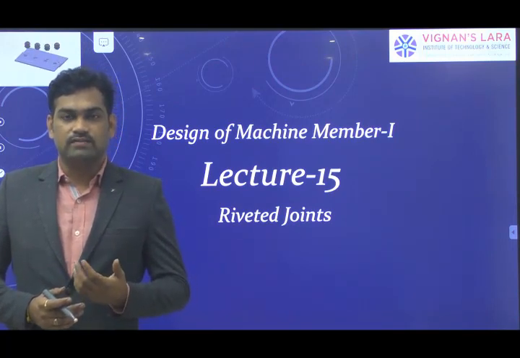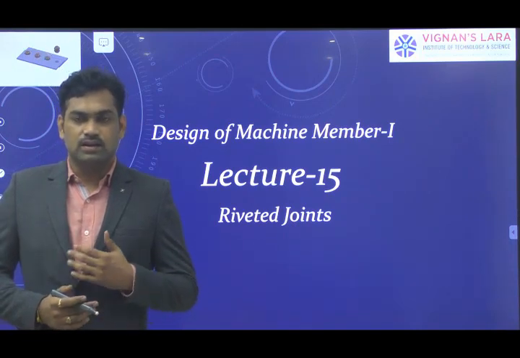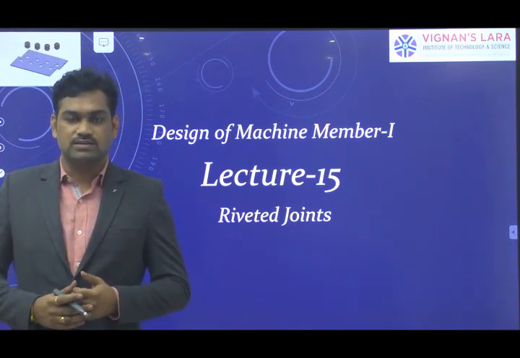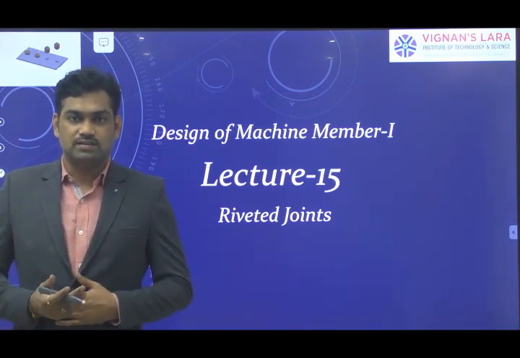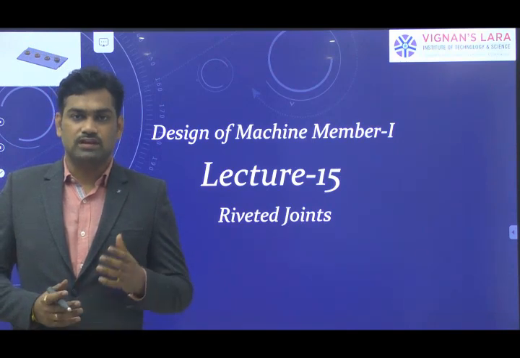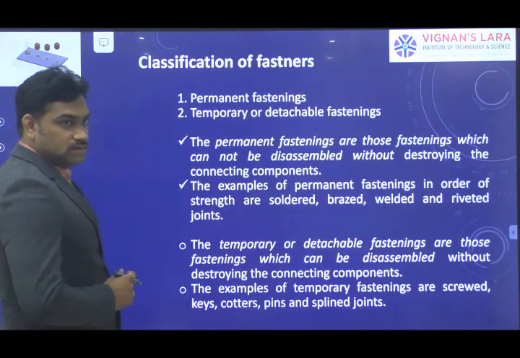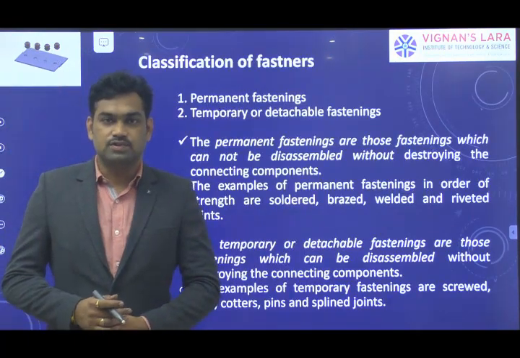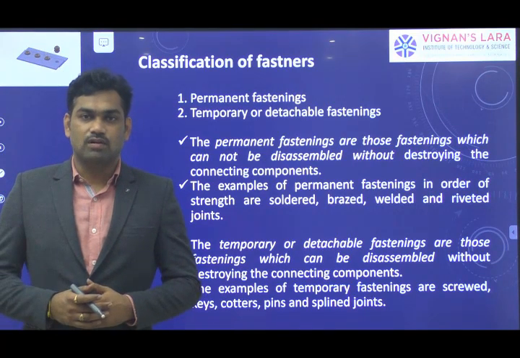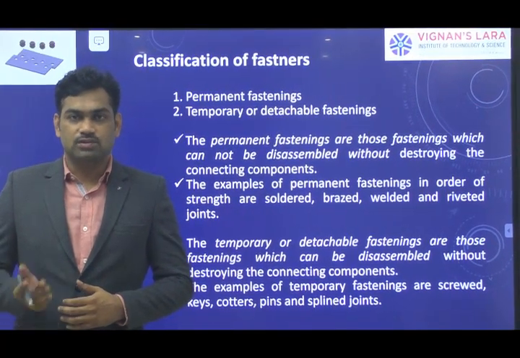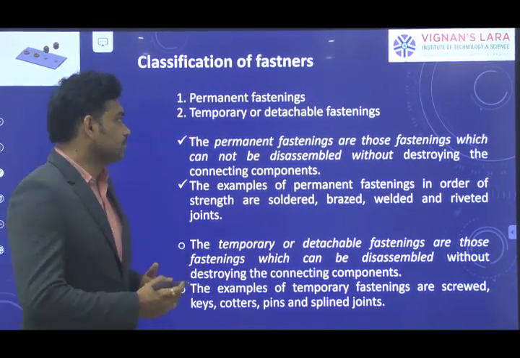Here we have different types of fastening methods, which can generally be classified as temporary and permanent fastenings. In this class we are going to discuss one of the fastening methods to join two machine components, and that is the riveted type of joint. First, what are the different types of fastening methods? The fastening methods, that is, joining of two machine components, can be classified into two types: temporary fasteners and permanent fasteners.